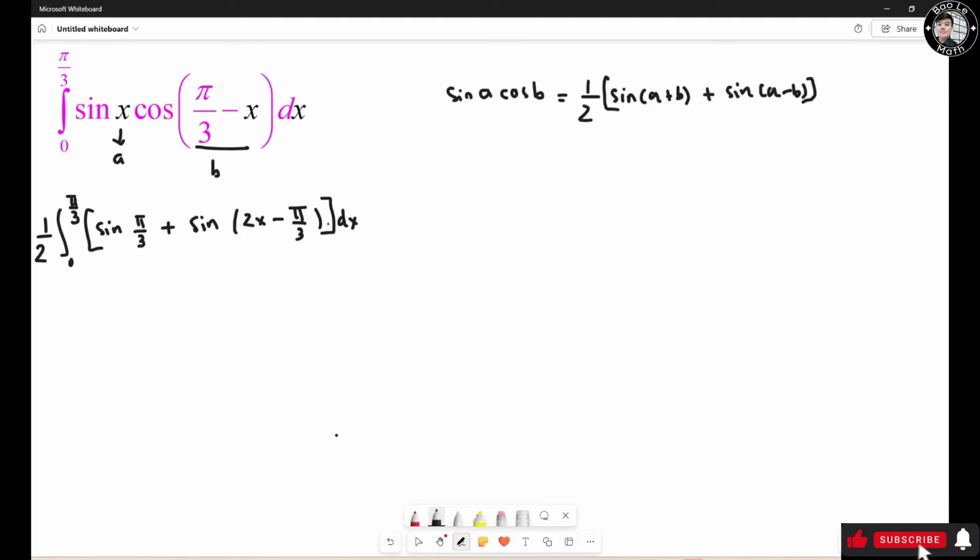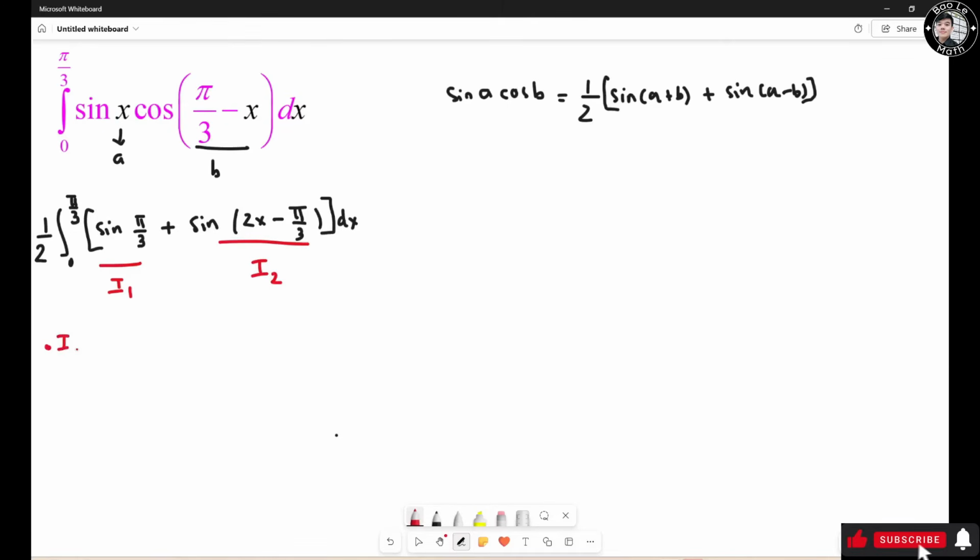Now, we're going to split this into two integrals. The first integral is this one right here, I call this I1. The second integral is this one, I call this I2. Now, I need to calculate I1 first.